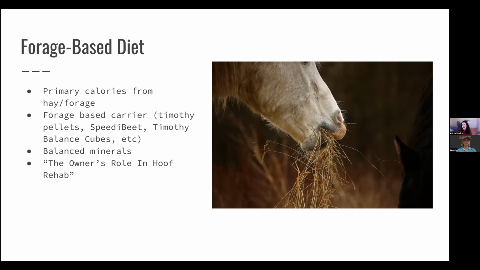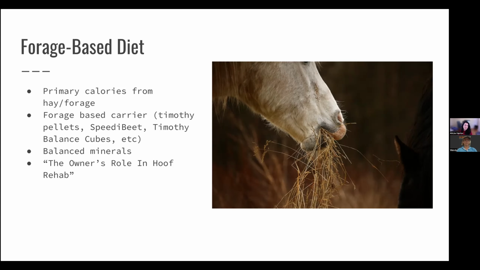But just the basics. We've talked about this in that first webinar, but the basic gist is that we want to feed a horse primarily from forage. So we want their calories to be primarily coming from hay or other forages. If we're testing hay, we can actually see that 97 to 99% of hay samples are deficient in copper and zinc, and have some imbalance of minerals. So I do like to see minerals added into their daily diet, but I don't like to do that with grain in 90% of cases. So I like to use a forage-based carrier. This can be something like a little bit of Timothy pellets or unmolassed beet pulp or Timothy balance cubes or something similar, and adding in the minerals that they need to compensate for what their hay is lacking.